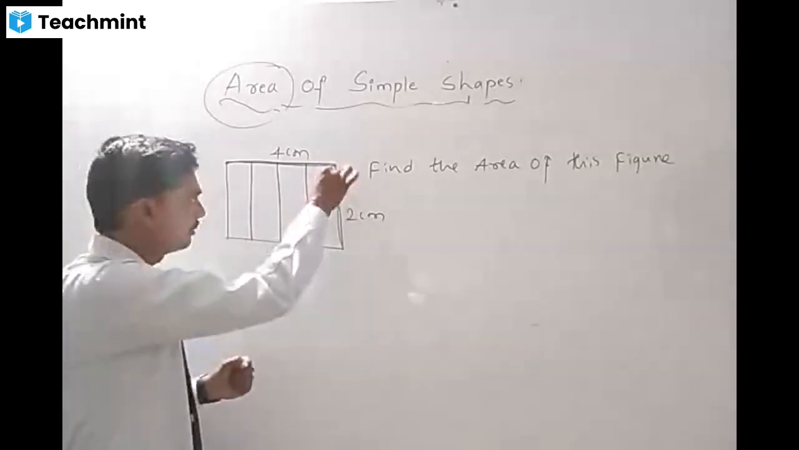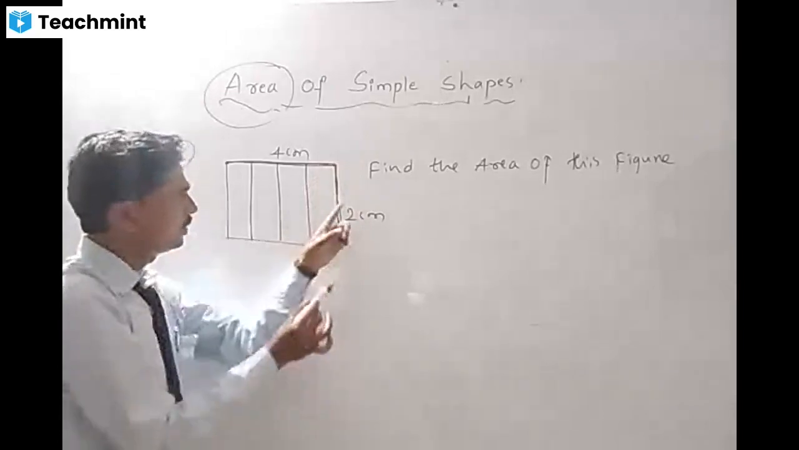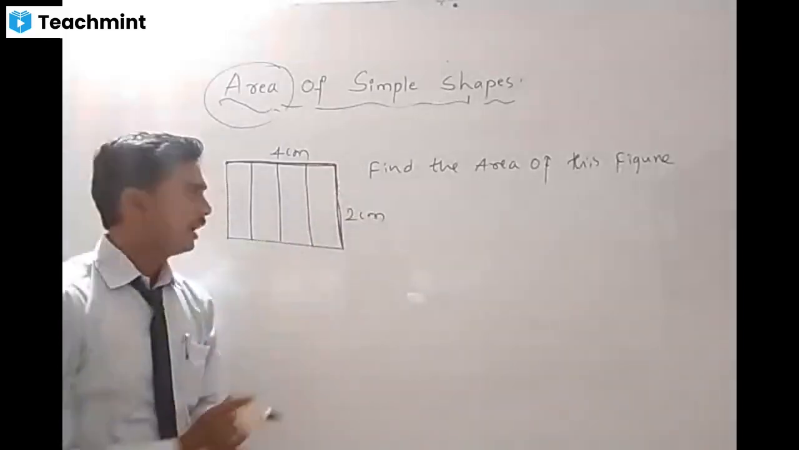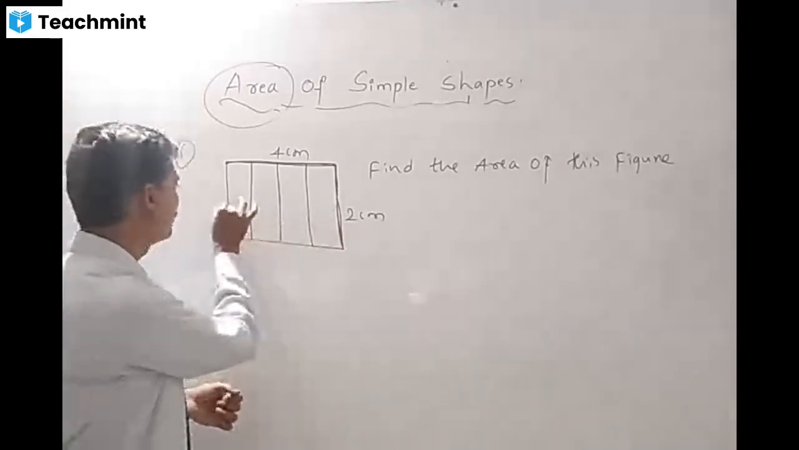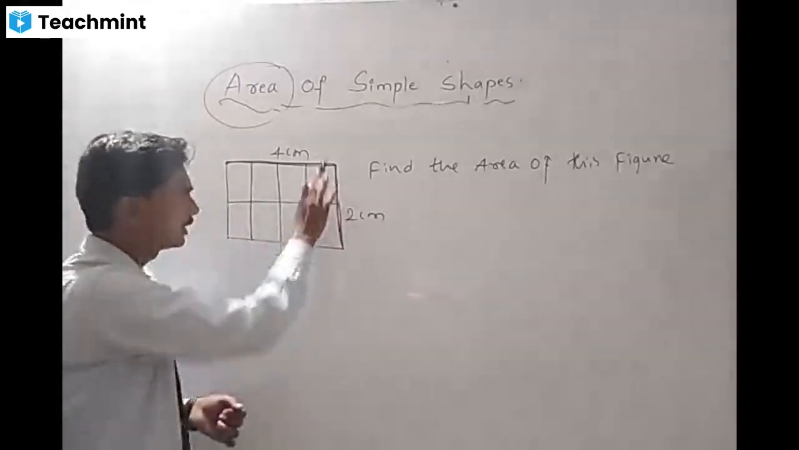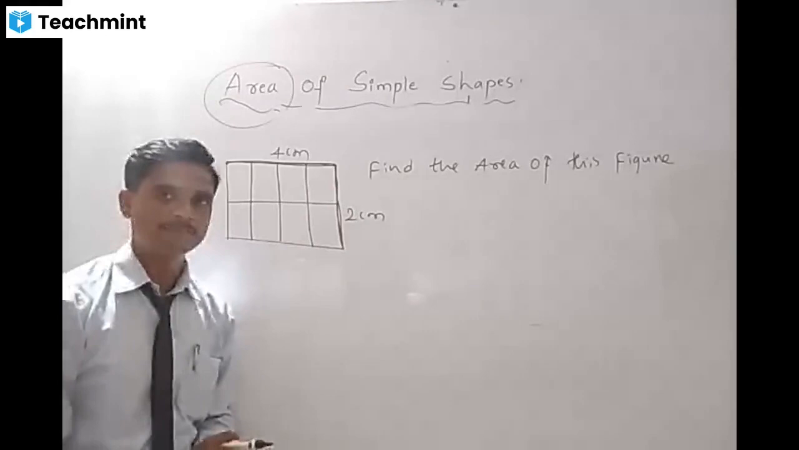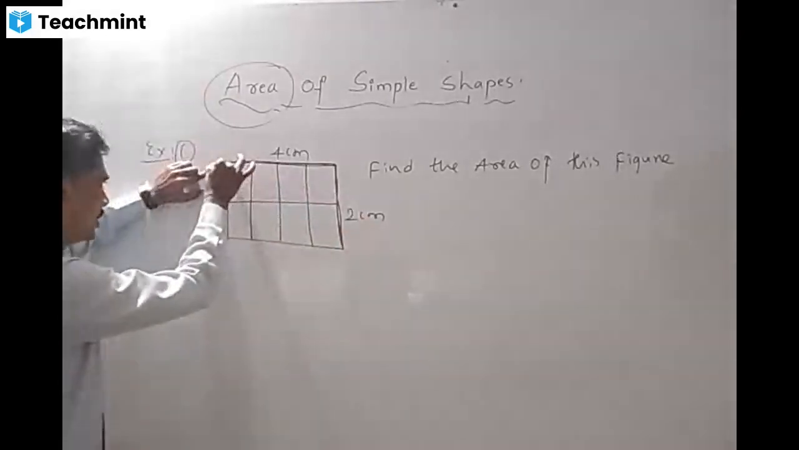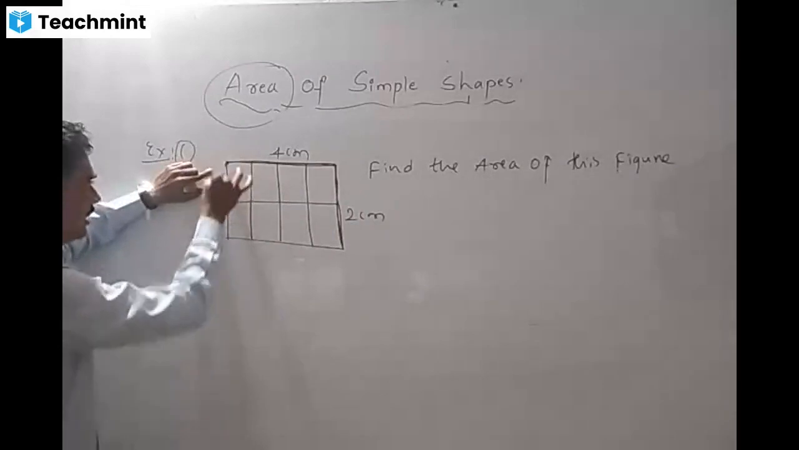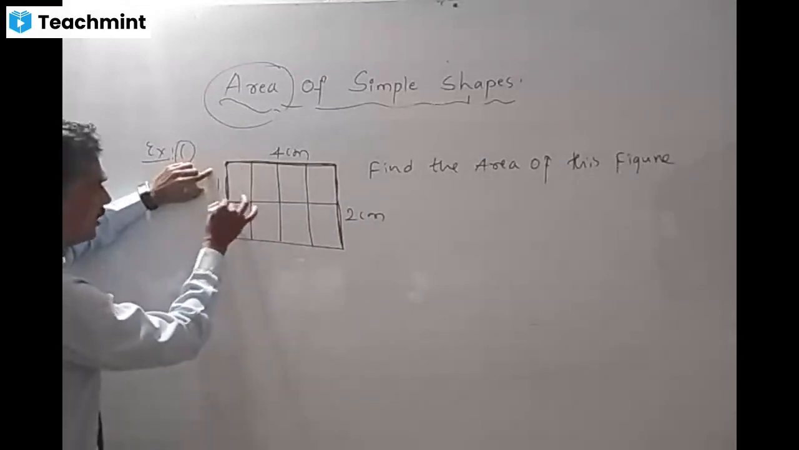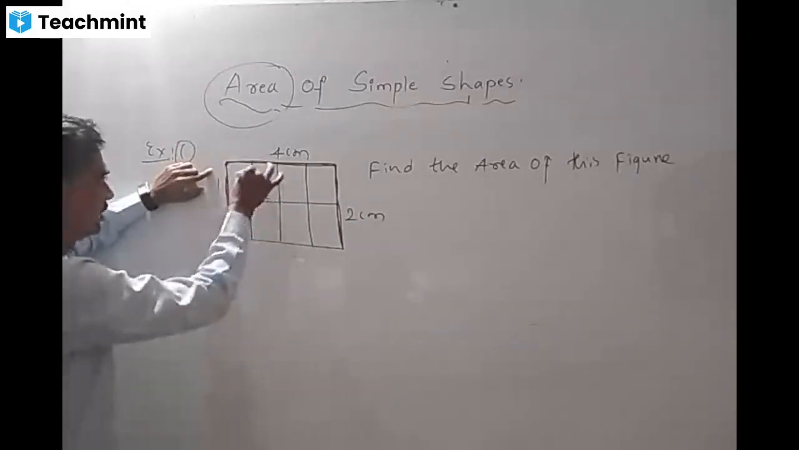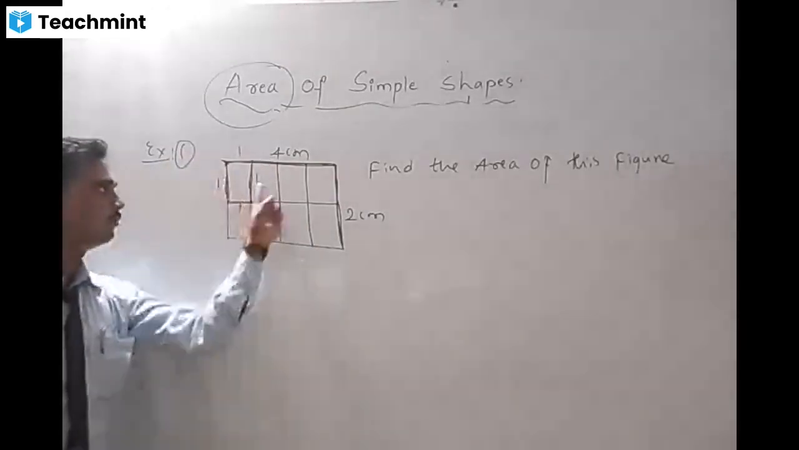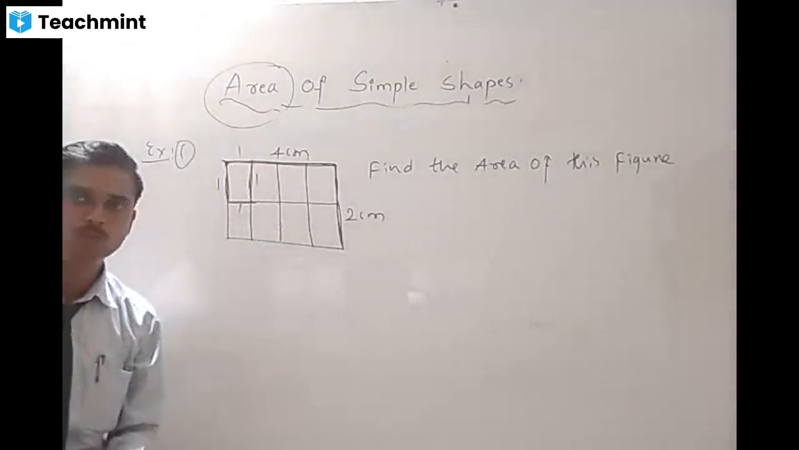Now here 2 centimeters breadth is there, and you should divide here also into 1 centimeter columns. And 2 centimeters is there means you should divide only here 1 centimeter and here 1 centimeter. Then listen here, and you should observe. Here to here 1 centimeter, and here to here 1, and here to here 1. All sides are 1 centimeter only box.